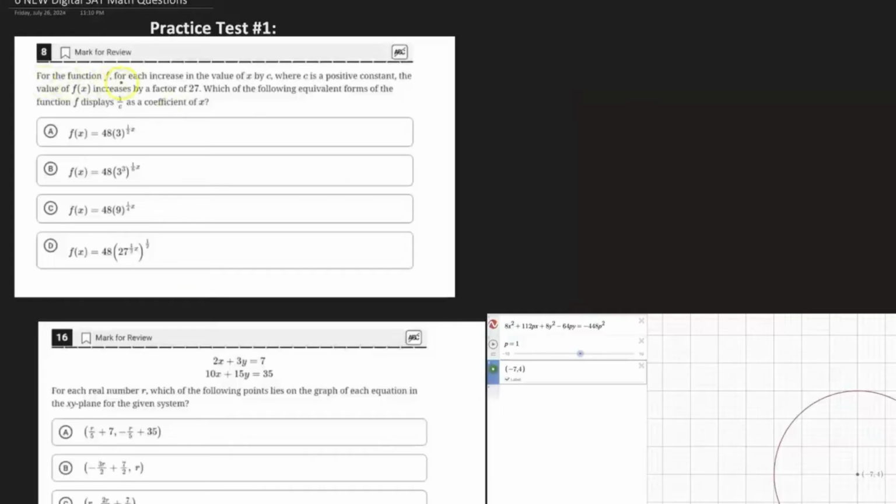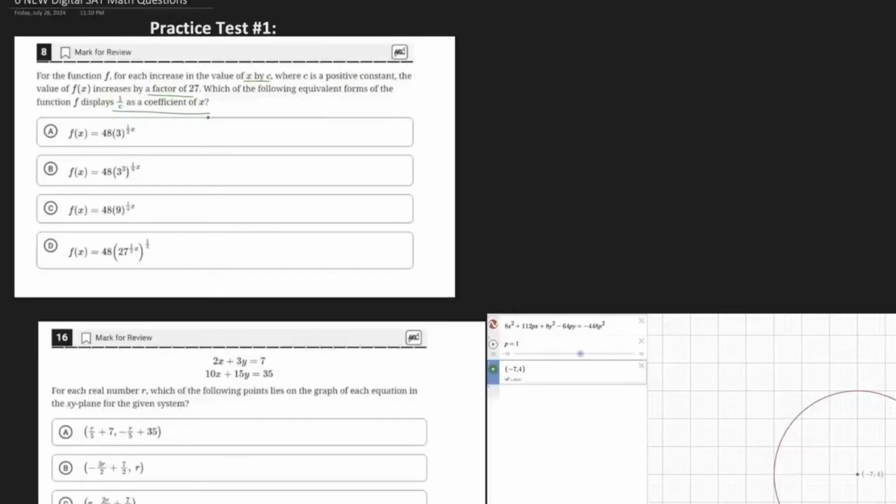For the function f, for each increase in the value of x by c, where c is a positive constant, the value of f of x increases by a factor of 27. Which of the following equivalent forms of the function displays 1 over c as a coefficient of x?